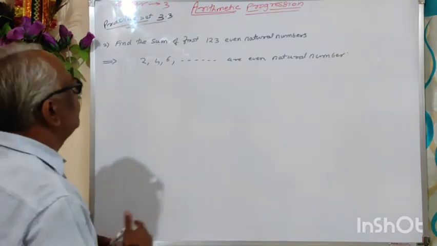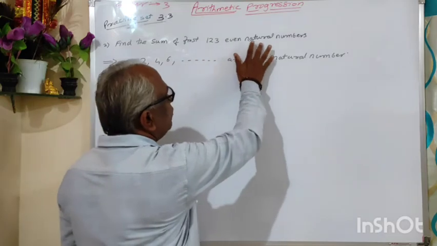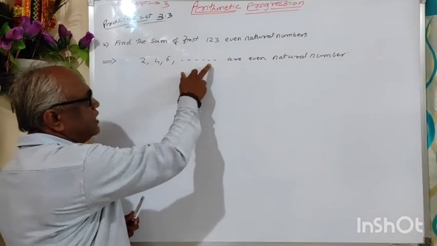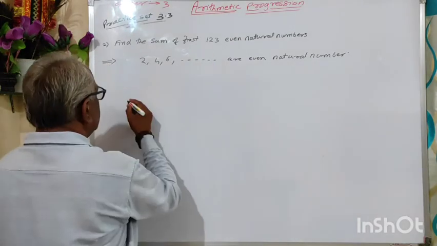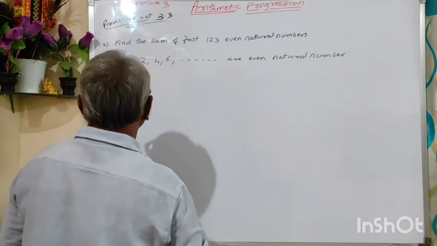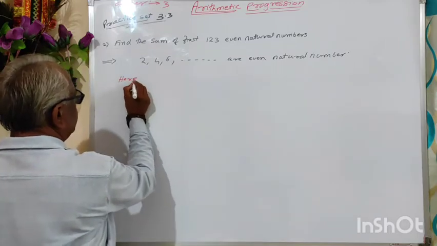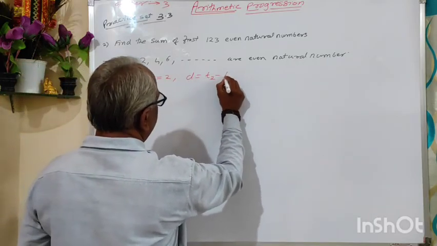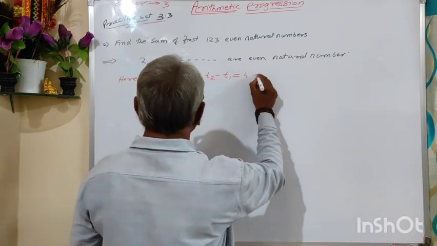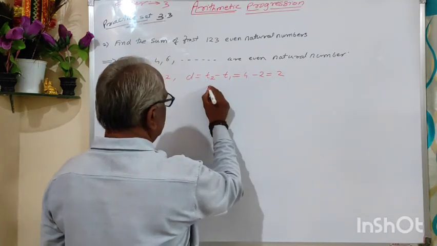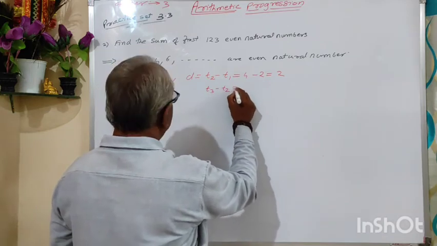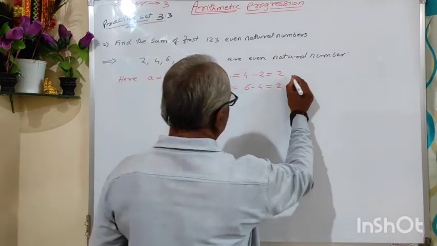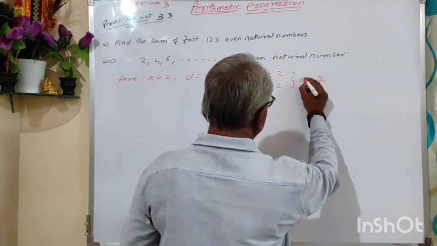Now second example: find the sum of the first 123 even natural numbers. We know the even natural numbers: 2, 4, 6, and so on are the even natural numbers. So here a is equal to 2, common difference d is equal to t2 minus t1, which is 4 minus 2, which is equal to 2, that is t3 minus t2, which is 6 minus 4, that is equal to 2. Here we got d is equal to 2.